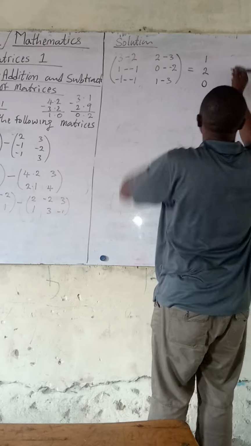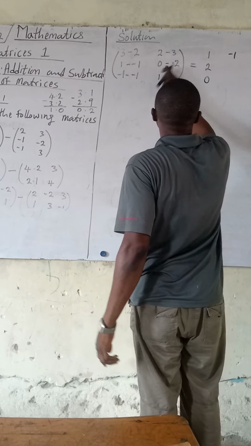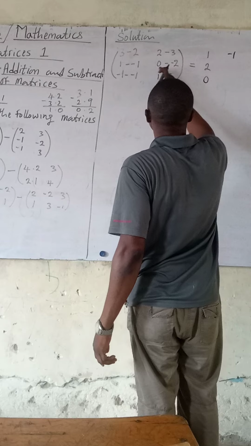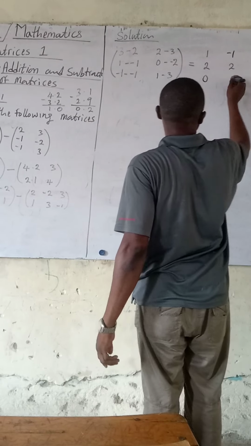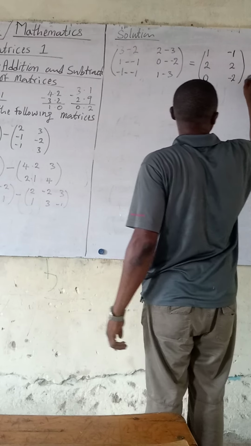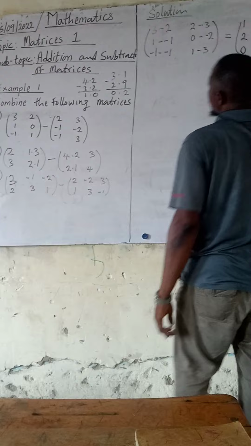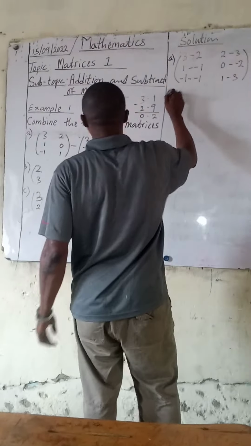Now 2 minus 3 will give us minus 1. Minus times minus, plus. 0 plus 2, 2. 1 minus 3, minus 2. So that's our answer. Then number 2 is A, B.